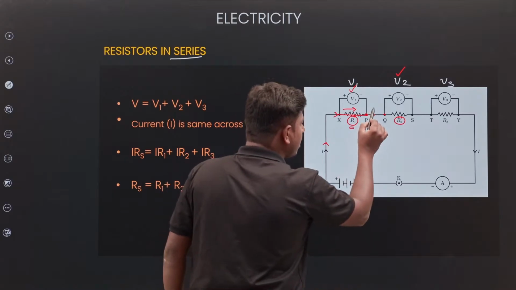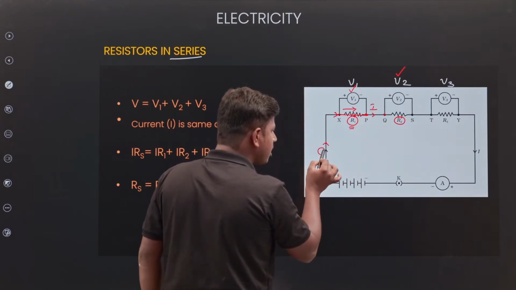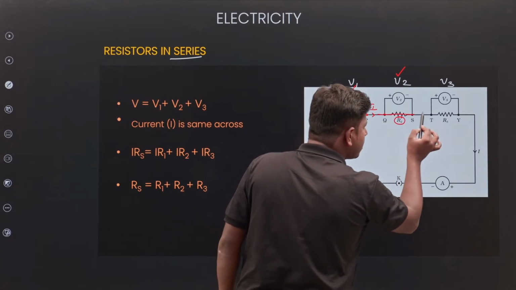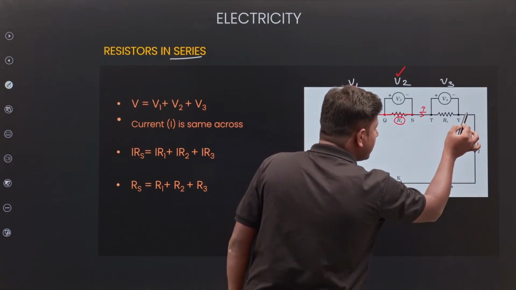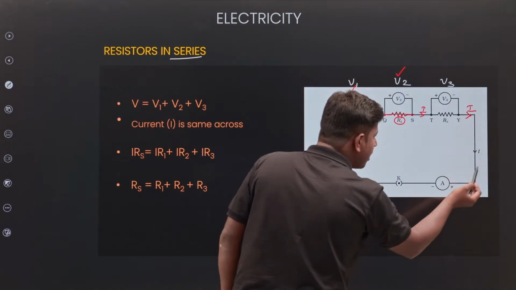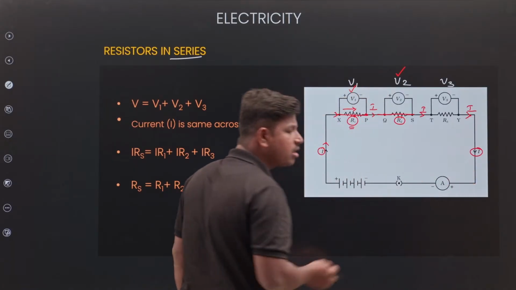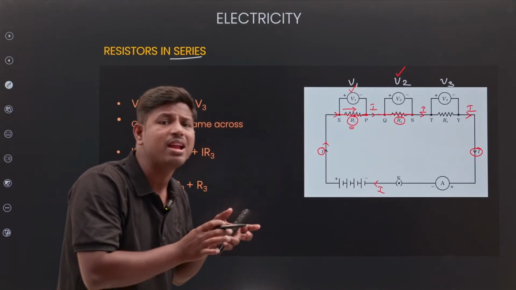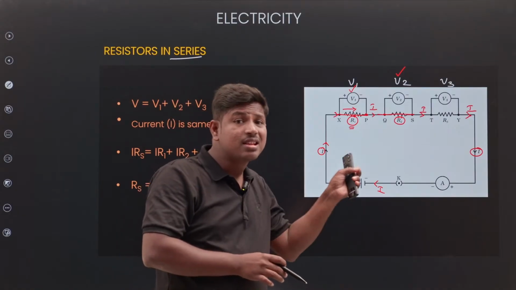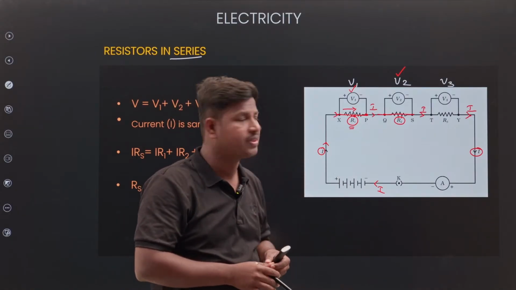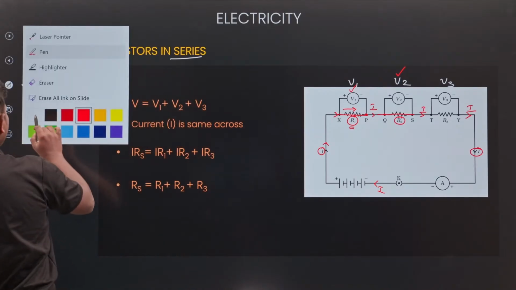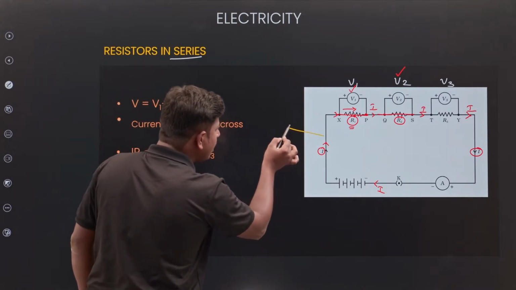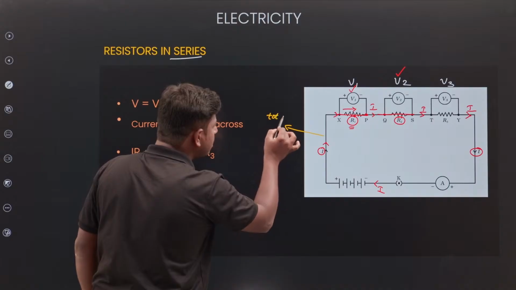See, here the current is I. If I is the amount of current entering R1, R2 also has the same amount of current, no change. R3 also has the same amount of current, and leaving R3 also the same amount. Finally coming to the ammeter, same amount of current. So the current remains the same when the resistors are connected in series. Okay, what changes? Potentials change.